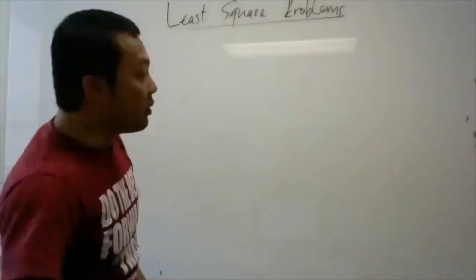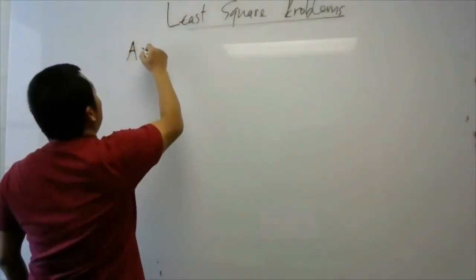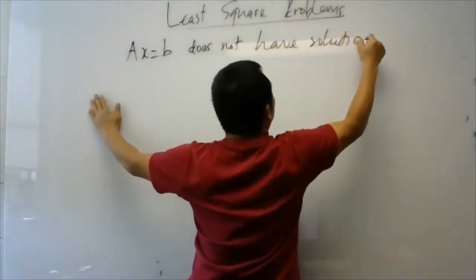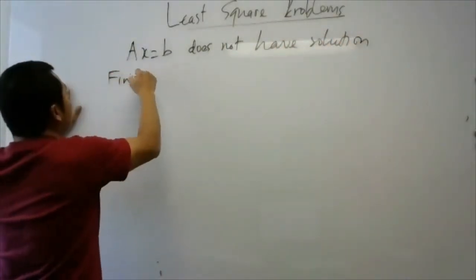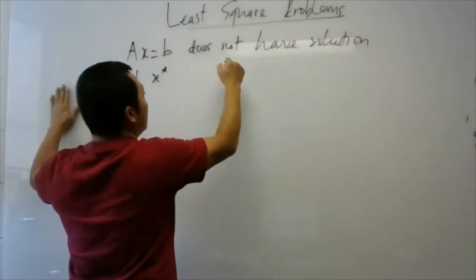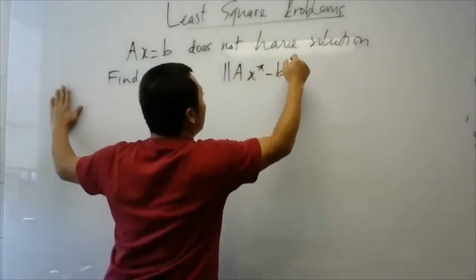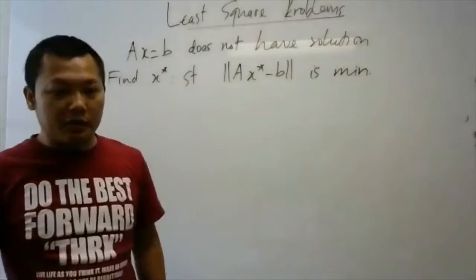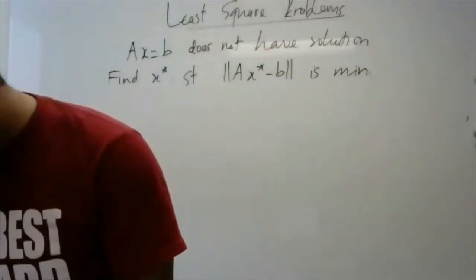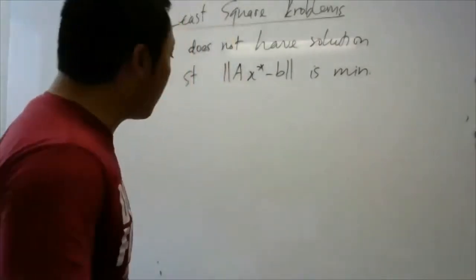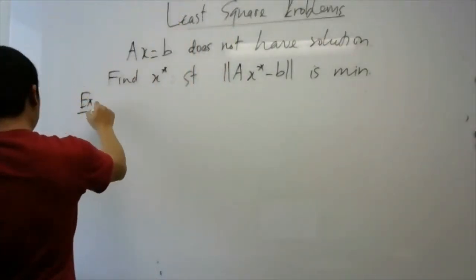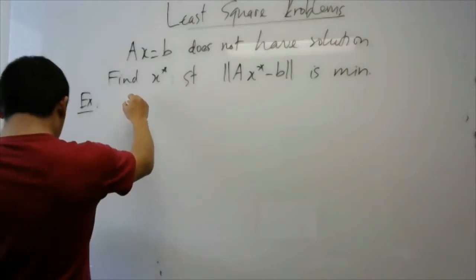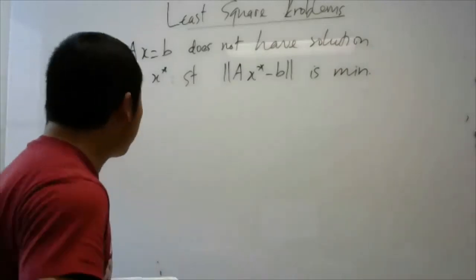Let me rewrite the problem in here. So we suppose that this system does not have a solution. Okay. We need to find x such that it is minimum. Okay, this is the minimum. That is the least square problem. All right. So let's consider the following example. We have to find the solution of the least square problem.